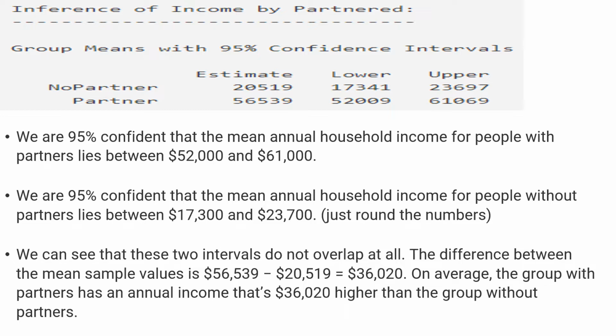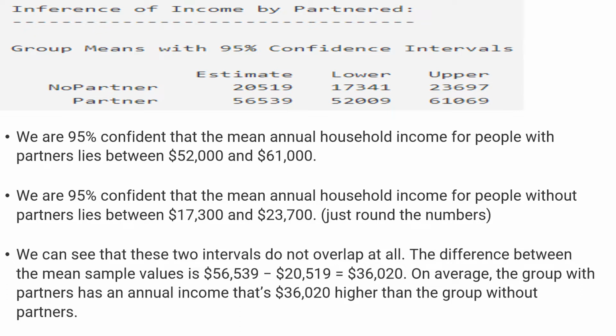So we are 95% confident. If we now interpret this data in front of us, we are 95% confident that the mean annual household income for people with partners lies between 52,000 and 61,000, because I'm now looking at the lower and the upper levels. And we are 95% confident that the mean annual household income for people without partners lies between 17,300 and 23,700. Can you see I've again just rounded the numbers?